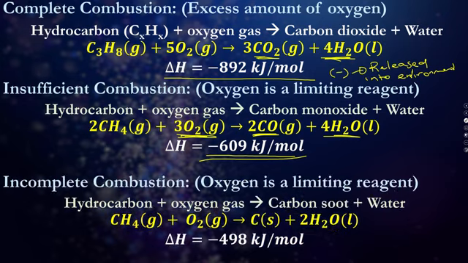We also have an incomplete combustion. Oxygen is now a limiting reagent, okay? So you don't have enough oxygen, we form carbon soot, and that's where all the black carbon comes from. And it's a lot lower in energy compared to the insufficient.